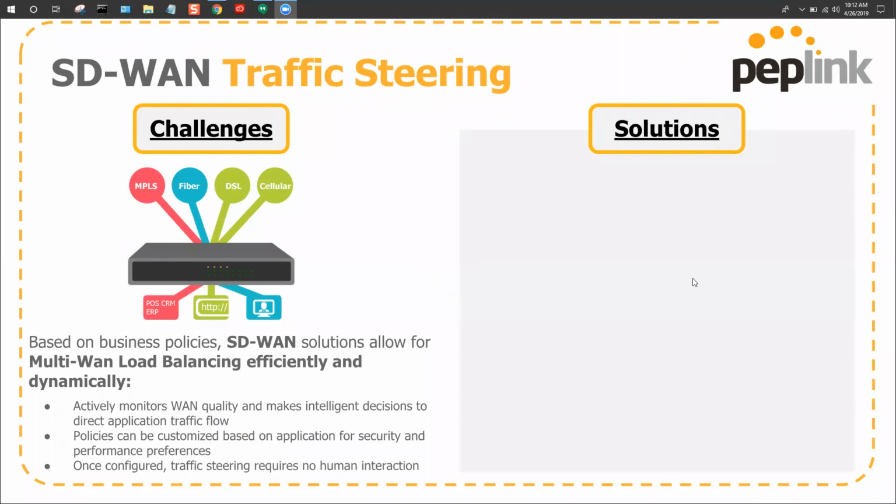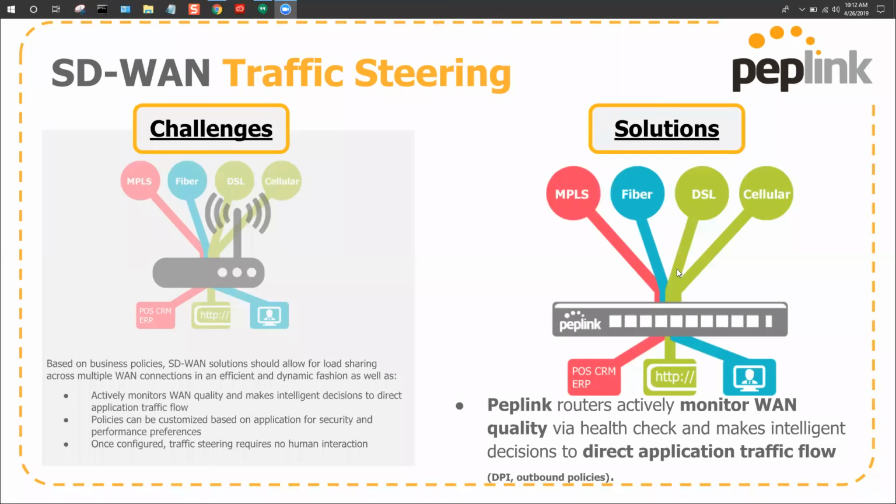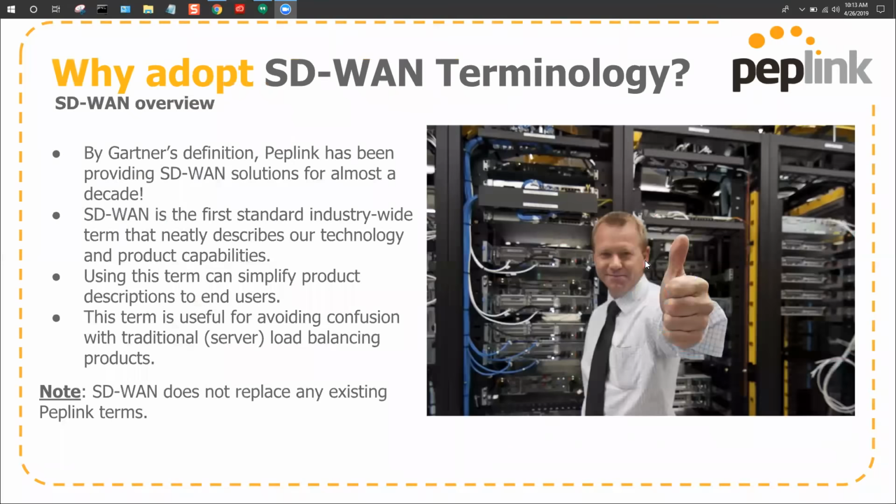And then based on rules that you set up within the router, an SD-WAN solution should allow for multi-WAN load balancing efficiently and dynamically. Again, what this means is once traffic hits the router based on rules that you have in play, the box should be able to route it through the best available internet connection that it has to it. Peplink absolutely does that with Outbound Policy, our traffic steering suite. We actively monitor all available WAN connections that are tasked to the box via health check, make intelligent decisions to route that application flow based on the rules you put into play. It really is a set it and forget it kind of device.